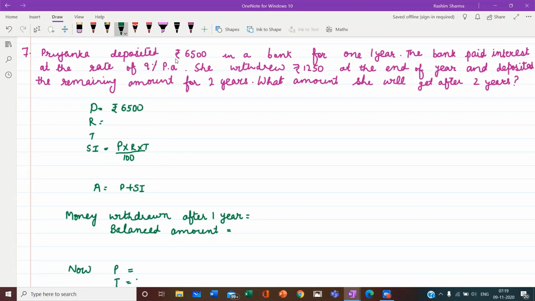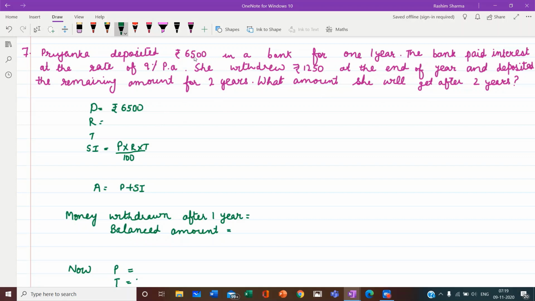Priyanka deposited rupees 6500 in a bank for 1 year. The bank paid interest at the rate of 9% per annum. She withdrew rupees 1,250 at the end of the year and deposited the remaining amount for 2 years. What amount will she get after 2 years?